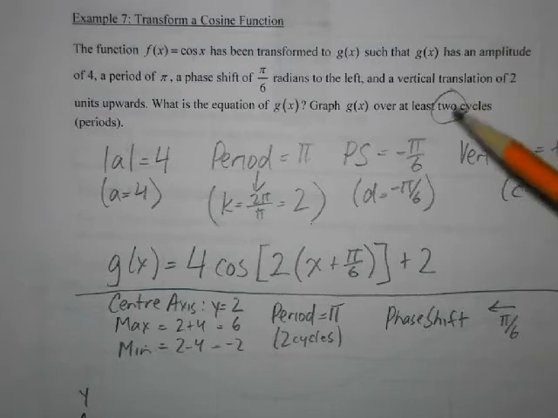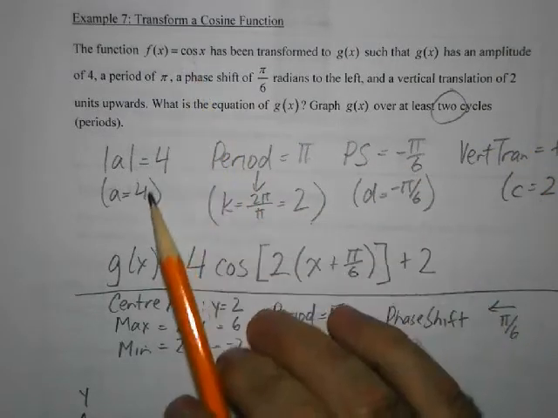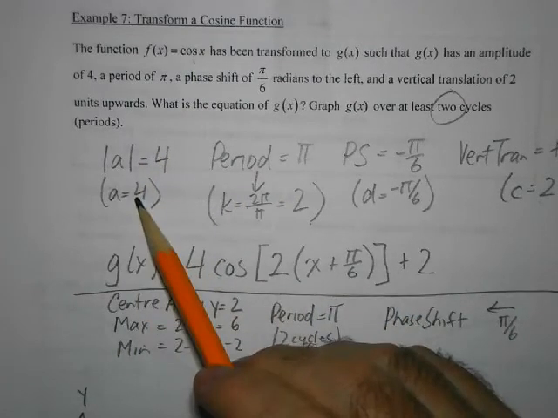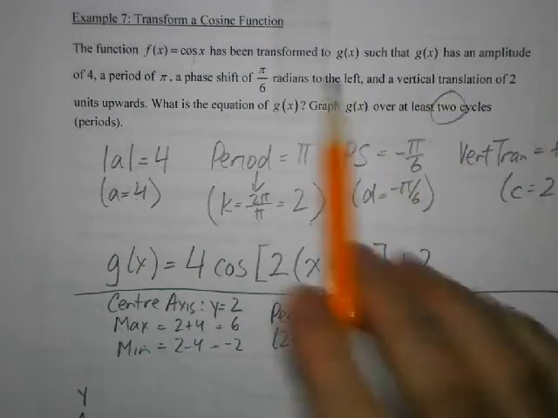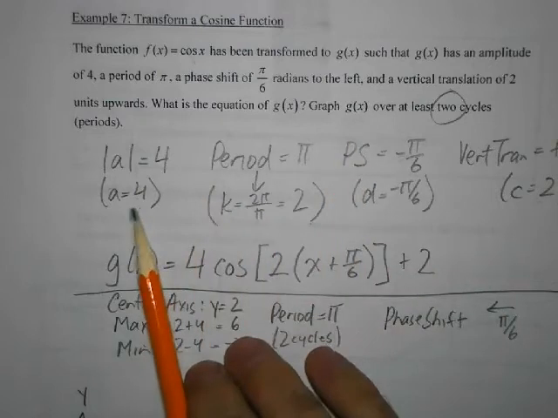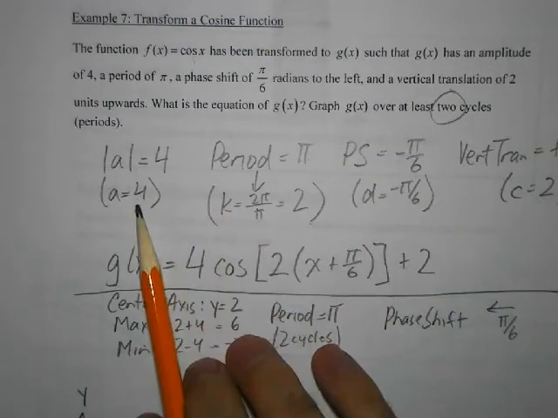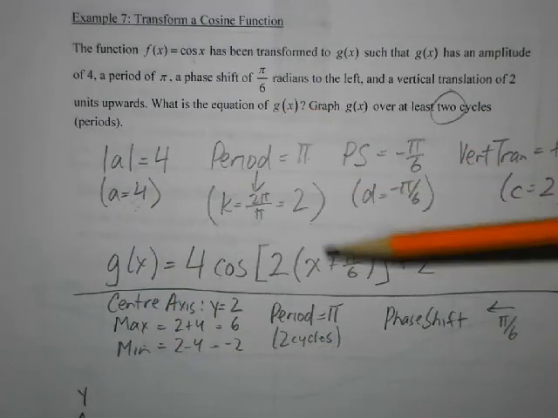Now, we're starting with cos x, so going back to this, a would be negative 4 if there was a vertical reflection, but there's no mention of that here. So because there's no vertical reflection, we know it's 4. If they'd said vertical reflection, we would have made that a negative 4. Okay, and now we just go ahead and plug it in.